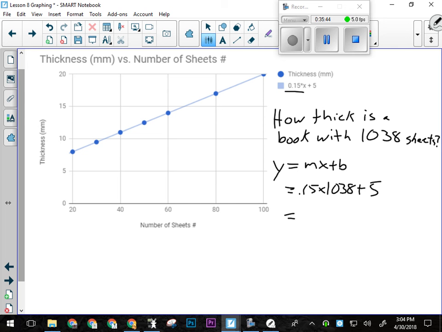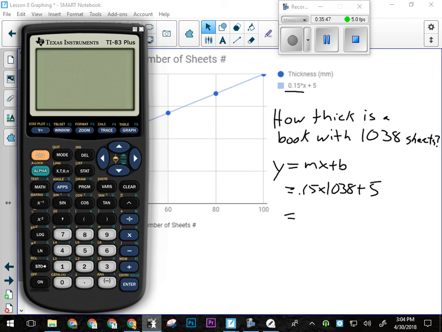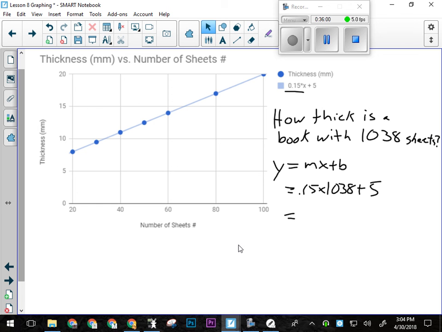All right, so I have that information there. All I have to do is punch it into the calculator. So 0.15 times 1,038, plus 5. All right, so it should be 160.7 millimeters in thickness. That's 16 centimeters. So that's a pretty thick book. It's like War and Peace, something like that. All right. Questions on that one? All right. Then try this question.